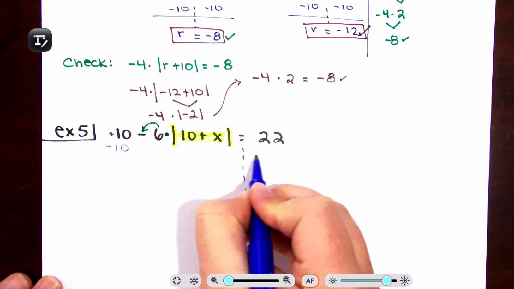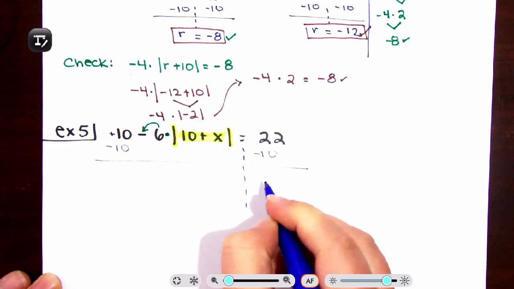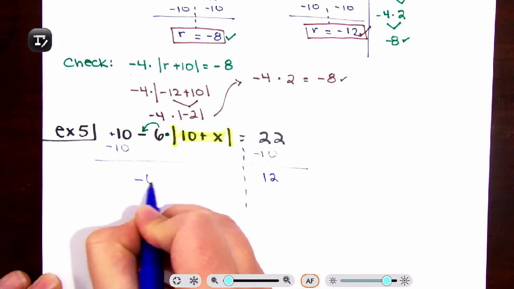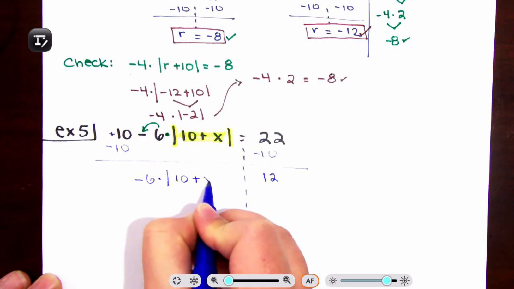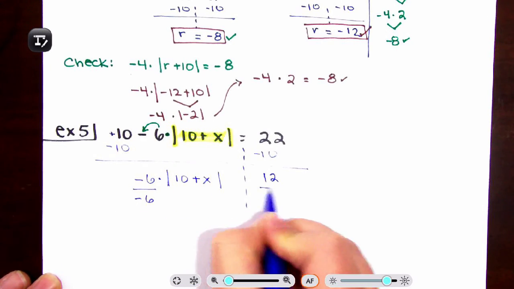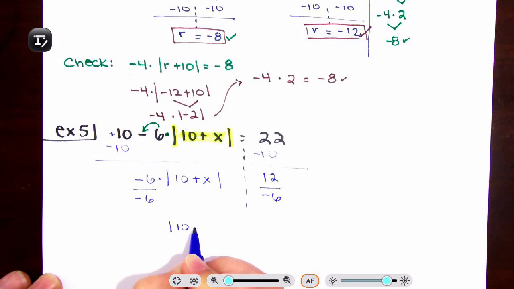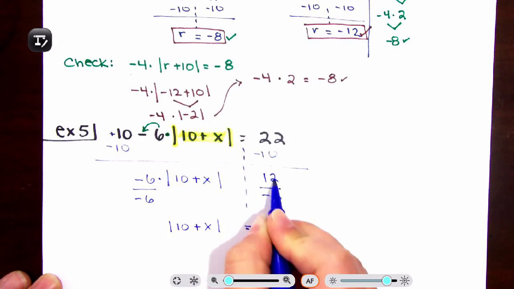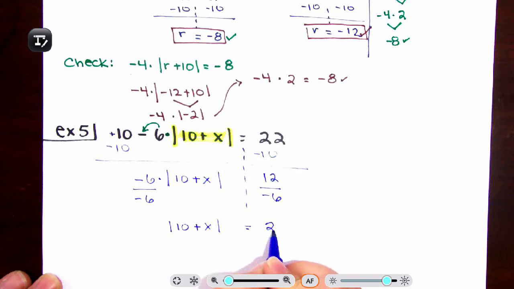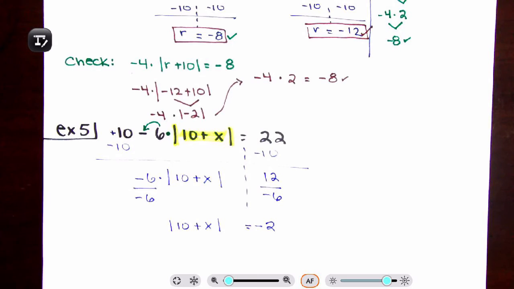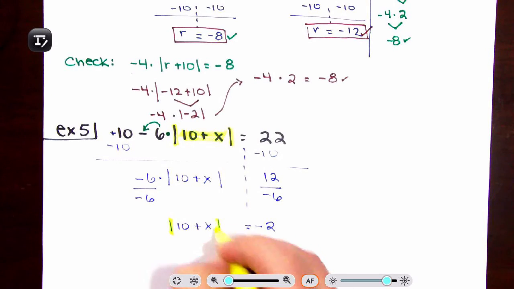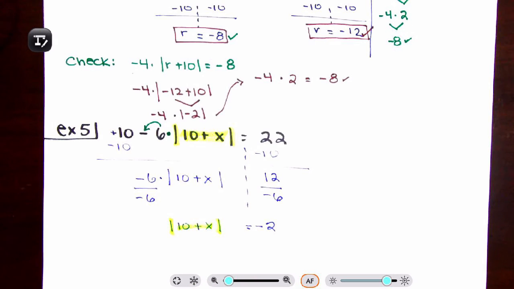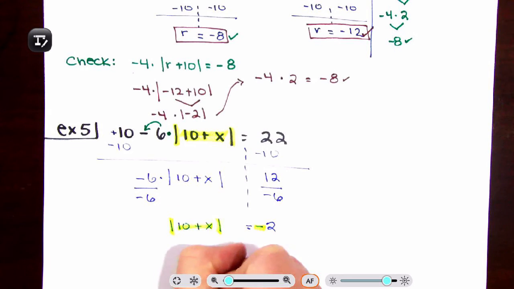First, you got to get rid of the 10, so I'm going to subtract 10 from both sides. 22 minus 10 gives me a 12. Bringing down everything, I have negative 6 times the absolute value of 10 plus x. I'm going to divide by negative 6, divide by negative 6. I get the absolute value of 10 plus x is equal to, 6 goes into 12 twice. I have 1 negative, so that is negative 2. Once again, here is my isolated absolute value. Here is a negative number. If an absolute value is equal to a negative number, you don't have to continue. All you have to do is write no solution.